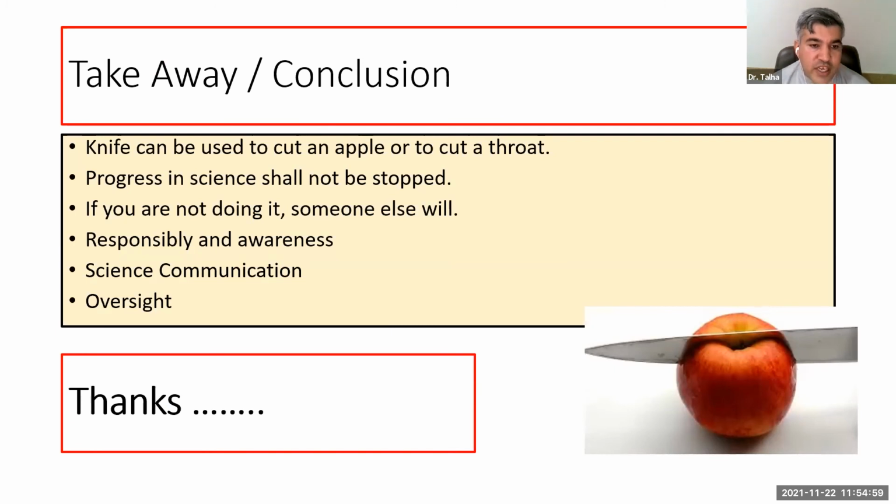And responsibility and awareness, science communication and oversight is important. We should be taking care related to the science communication and publication, and identify what the sensitivities are, and we should conduct ongoing oversight of the issue.